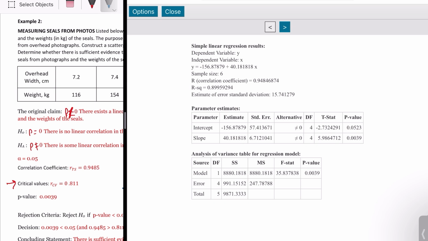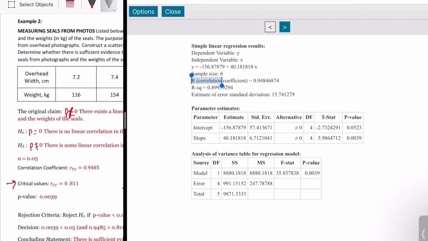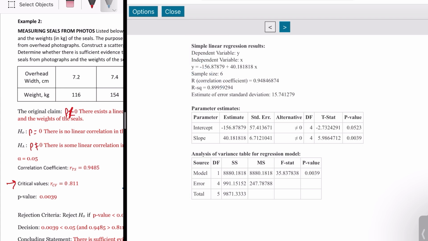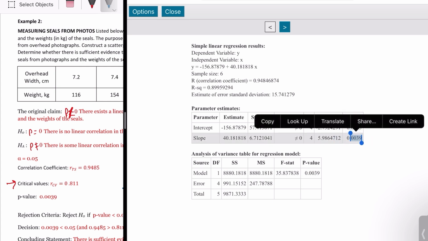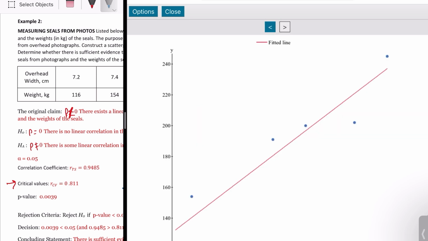So this is where I got my correlation coefficient here. And then I'm going to also look at the equation, which is up here, and my p-value, which is 0.0039. But let's take a look at the scatter plot. Ooh, that's a pretty good line, actually. That's a pretty good fit. For only having 6 points, it's pretty good.